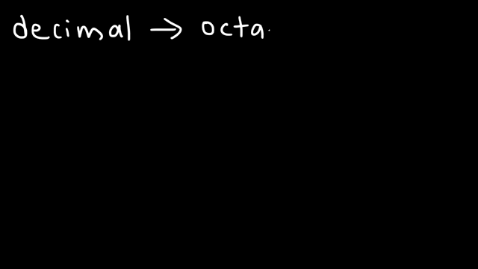In this lesson, we're going to talk about how to convert a decimal number into an octal number. So let's start with this example, 394, which is in the base 10 system. How can we convert it into an octal number, which is in the base 8 system?